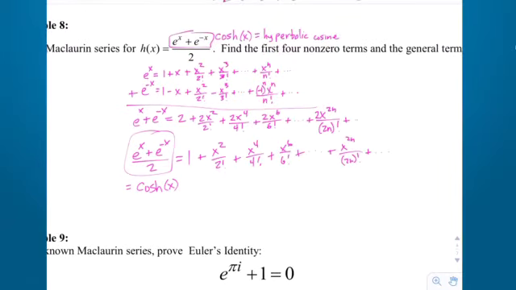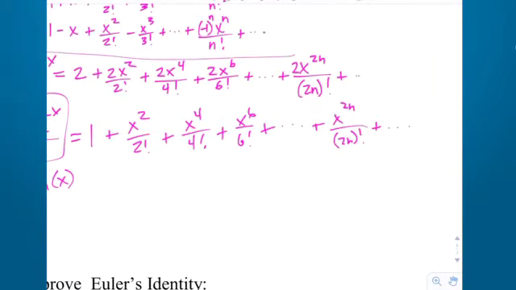Okay, so just kind of an interesting thing. We had to generate extra terms because half of them canceled out. But that was not a big deal.